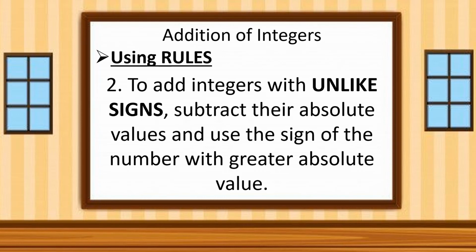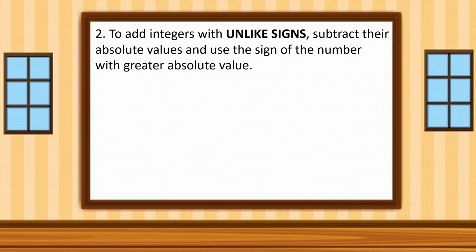Next, how about adding integers with unlike sign? Magkaiba naman sila ng sign. So, you will subtract their absolute values and you will use the sign of the number with greater absolute value. So, kapag magkaiba naman yung sign ng inyong integer, magma-minus tayo ng kanilang absolute value. And then, ang gagamitin natin na sign ay yung sign ng mas malaking value or number. Okay? So let's have this example on how we add integers with unlike sign.